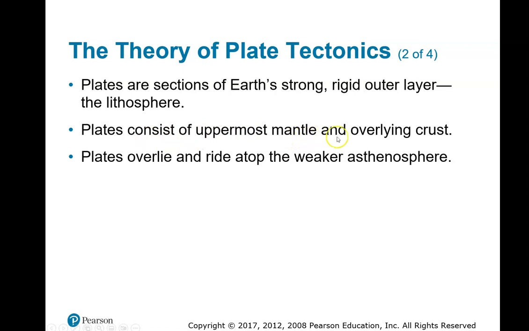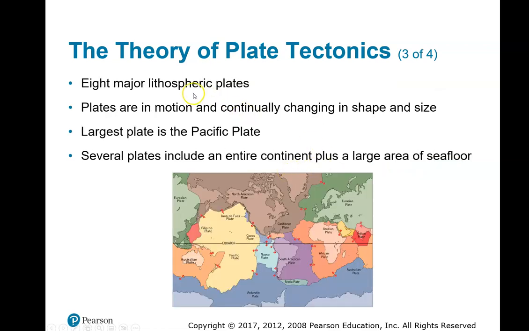They're the uppermost part of the mantle and the crust. The plates ride on top of the upper mantle, which is also known as the asthenosphere. All right. So here are the plates, or they're showing you. These are the color coded ones. This is, for example, the Nazca plate, the North American plate.